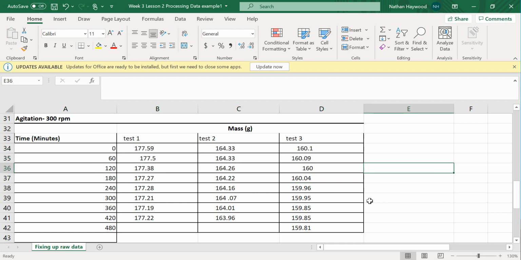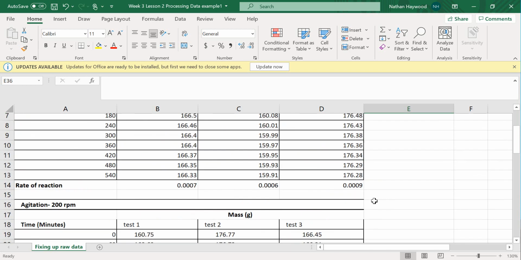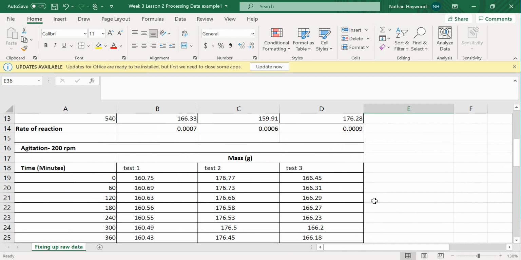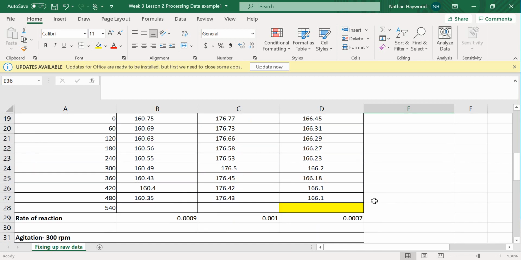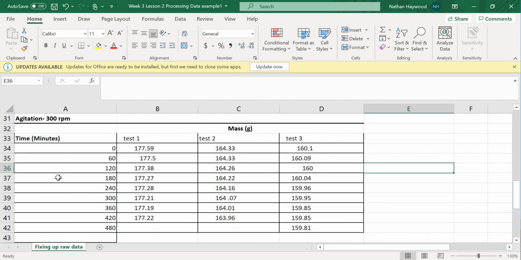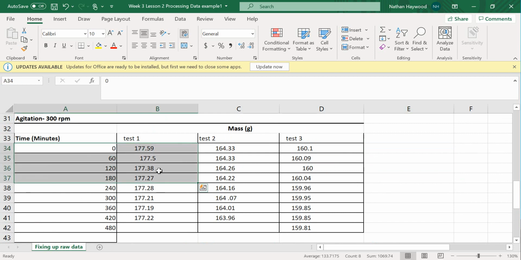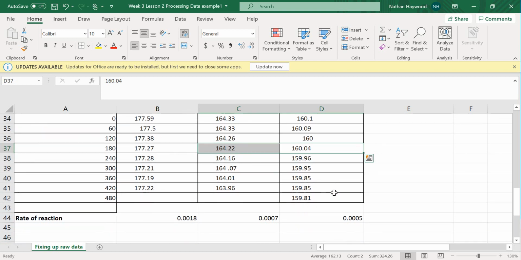So I'll just repeat it again. The first 200 RPM, I went up to 300 seconds. But when I got to this RPM, 300 RPM, I only went up to 180 because that was the steepest part of the curve. And so I did 180 for all three trials to get the rate of reaction.